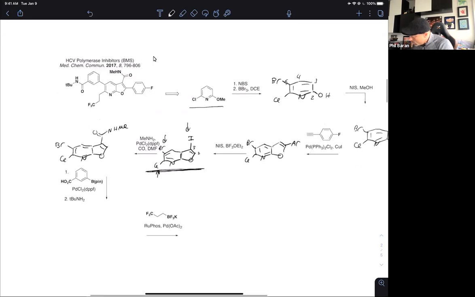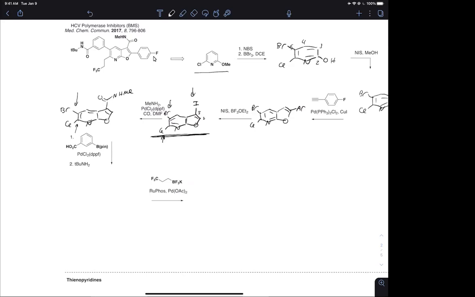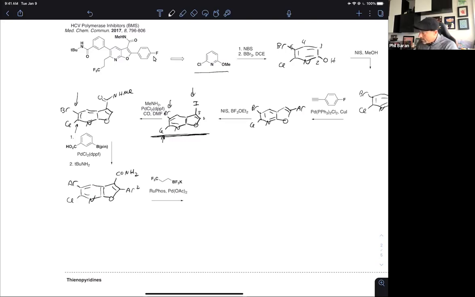So subsequently, when we do the Suzuki, Feng, are we going to get Suzuki to take place at the bromo or the chloro? Of course, you will get the bromo displacement. And finally, we have one chlorine left, and that's how we get to our product.